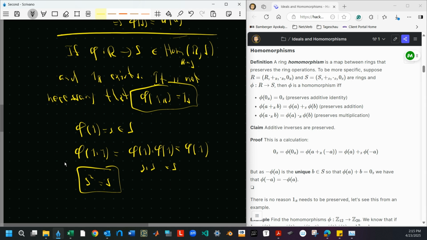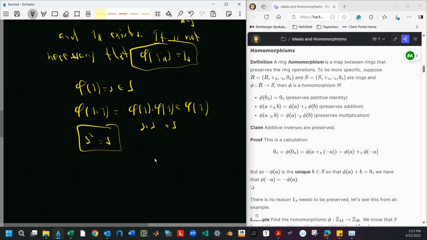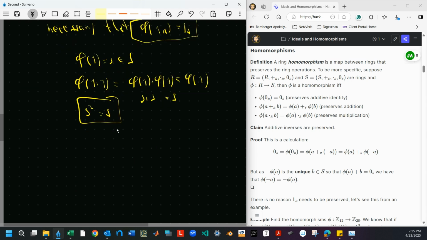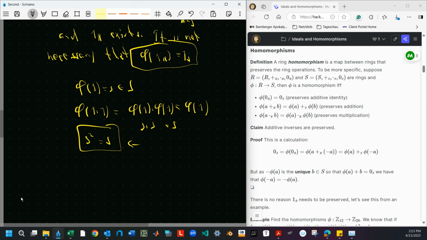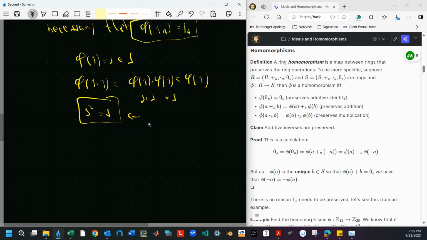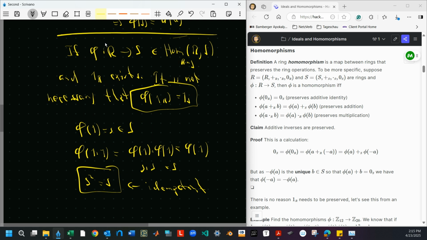Okay, so when we have an element such that s squared equals s, we call that element idempotent. Let me just make sure I have the right word. Yep, idempotent. Okay, it's going to come up in an example. So idempotent.